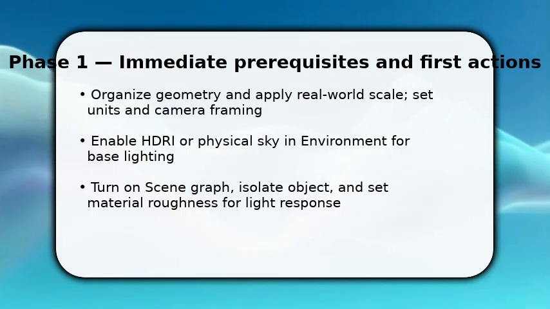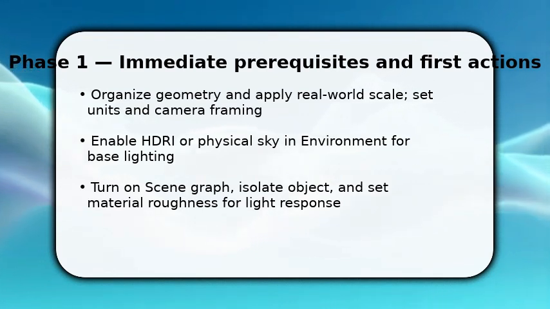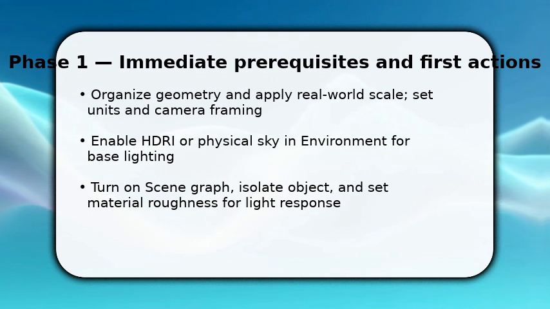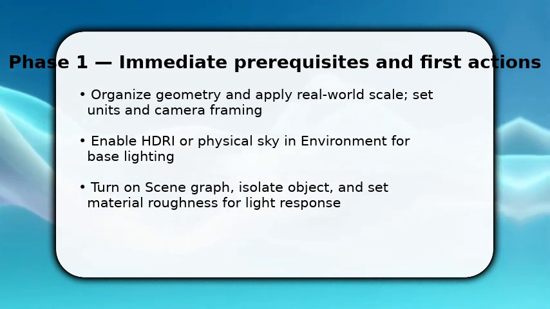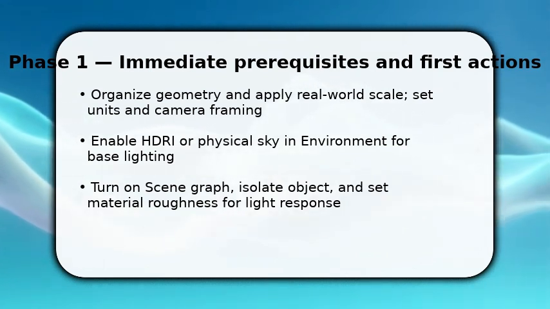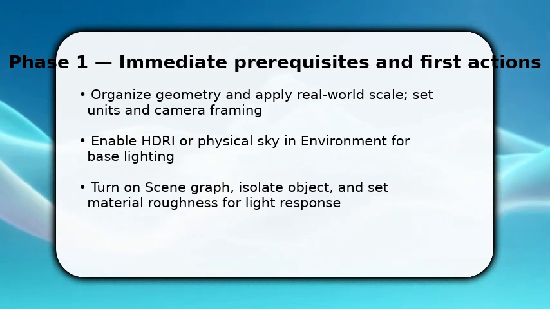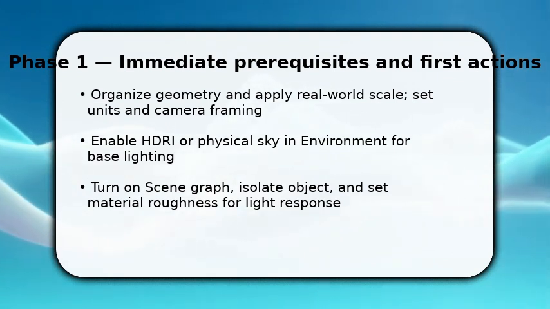You begin by getting the scene ready. Make sure your model has realistic scale and clean UVs, because lights behave differently with incorrect scale. Once done, enable an HDRI or the physical sky to establish ambient illumination. This gives you a reliable starting exposure.